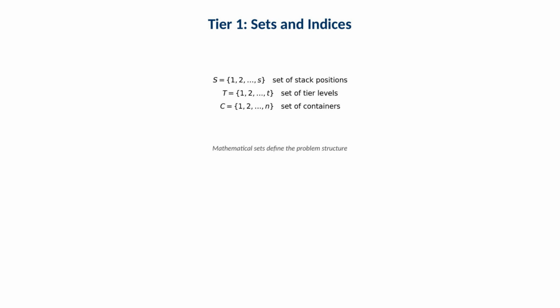We begin with sets that anchor the model to the physical yard bay. We define a set of stack positions, a set of tier levels, and a set of containers. With these, we can represent container I is placed at stack S, tier T, without ambiguity. Once we can index locations, we can index relationships. Blocking and reshuffles are not separate mysteries. They emerge from where containers sit relative to one another and from their departure times.